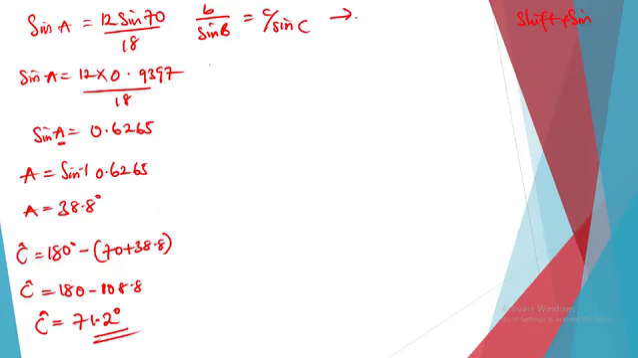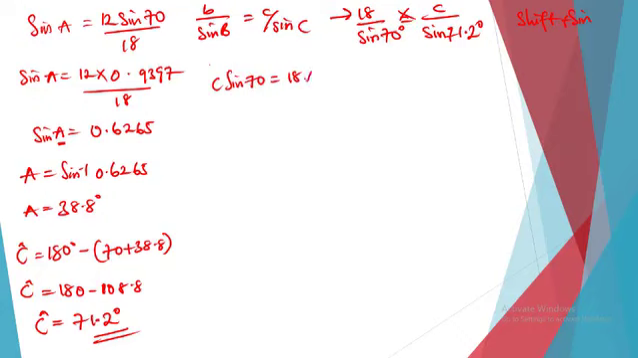We have 18 over sine 70, since the angle at B is 70, equal to c, which is not given, all over sine 71.2 degrees. If we cross multiply, we have c sine 70 equal to 18 times sine 71.2 degrees. Then c is equal to 18 times sine 71.2 degrees all over sine 70.